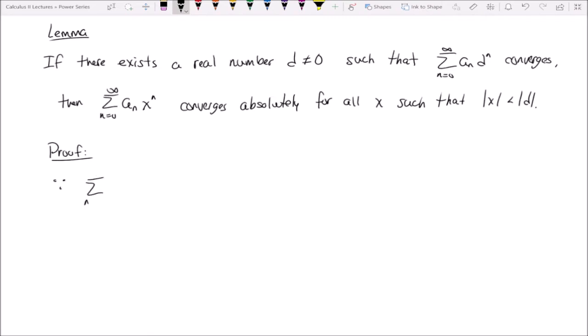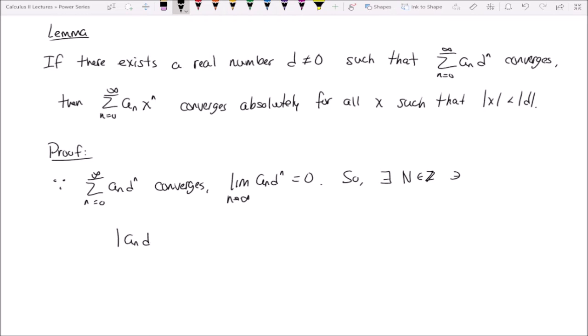Now, since this series converges, you must have that this limit is 0. So what this means is there exists some integer big N such that the absolute value of a sub n d to the n is less than or equal to 1 for all n greater than or equal to big N.